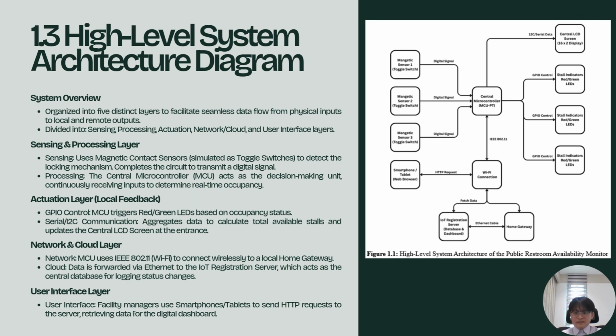The flow starts at the sensing layer. This represents the physical environment we are monitoring. Each stall is equipped with a magnetic contact sensor, which is represented as a toggle switch in our Cisco Packet Tracer simulation.